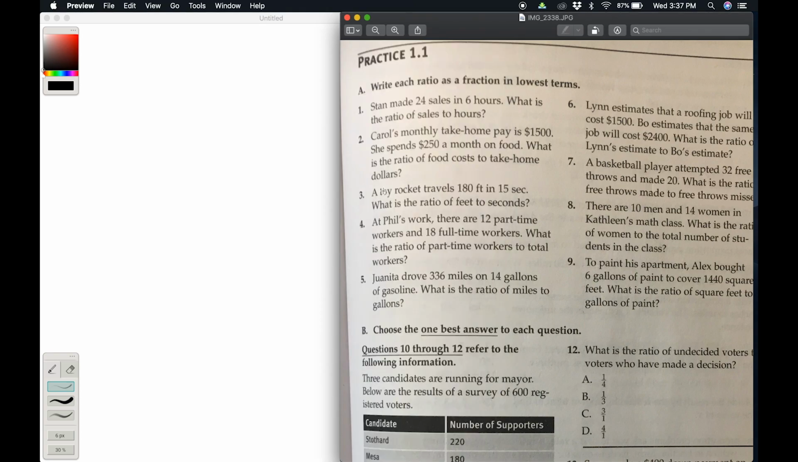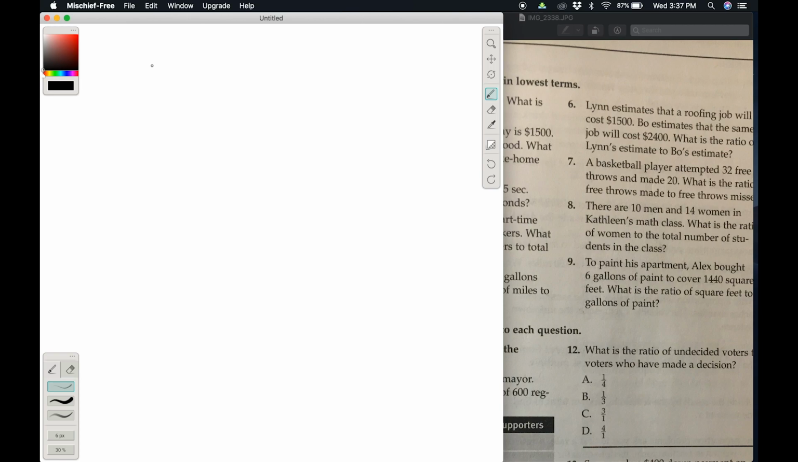So number 3, a toy rocket travels 180 feet in 15 seconds. What is the ratio of feet to seconds? Okay, so we need to write feet first, since in the question it says feet to seconds. Ratio is 180 over 15. And that is the ratio.